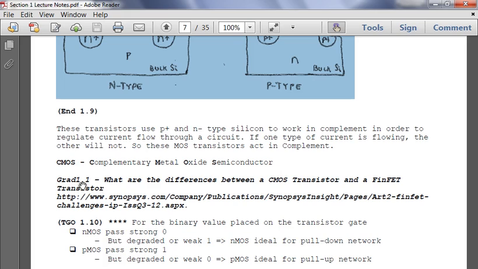The first graduate assignment, and extra credit for undergrads, is what are the differences between a CMOS transistor and a FinFET transistor. This link is available on Blackboard, for undergrads under extra credit, for grad students under grad assignments. It's a really good description by a company called Synopsys, and you'll be working with some of their tools in this course, particularly HSpice, giving insight into these 3D transistors.